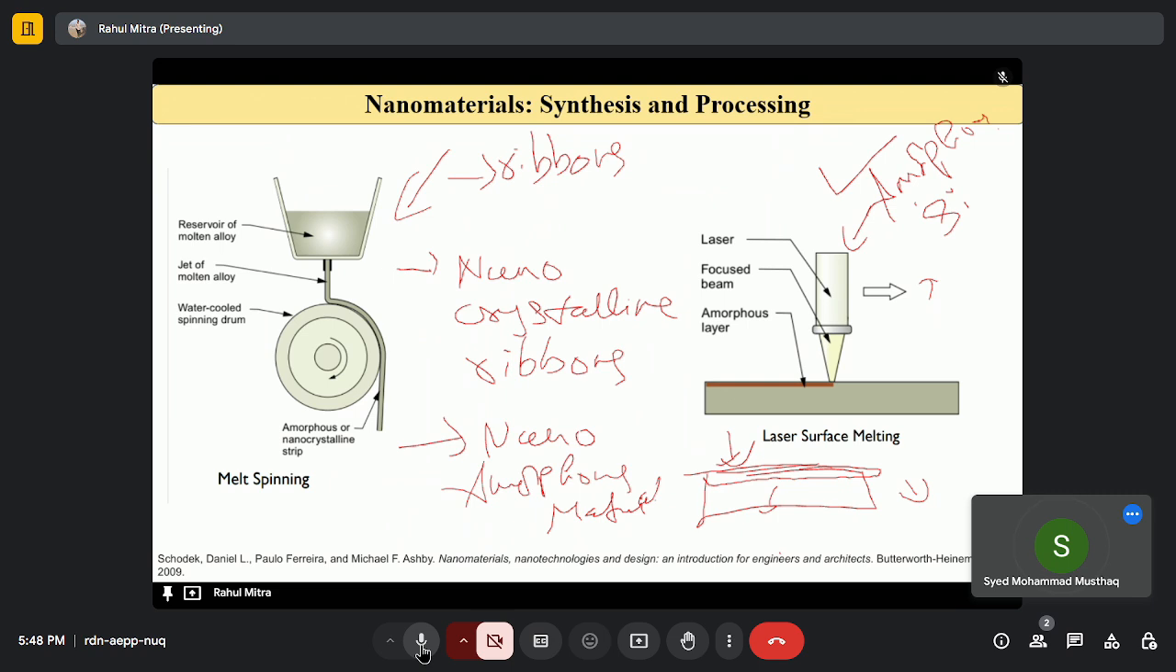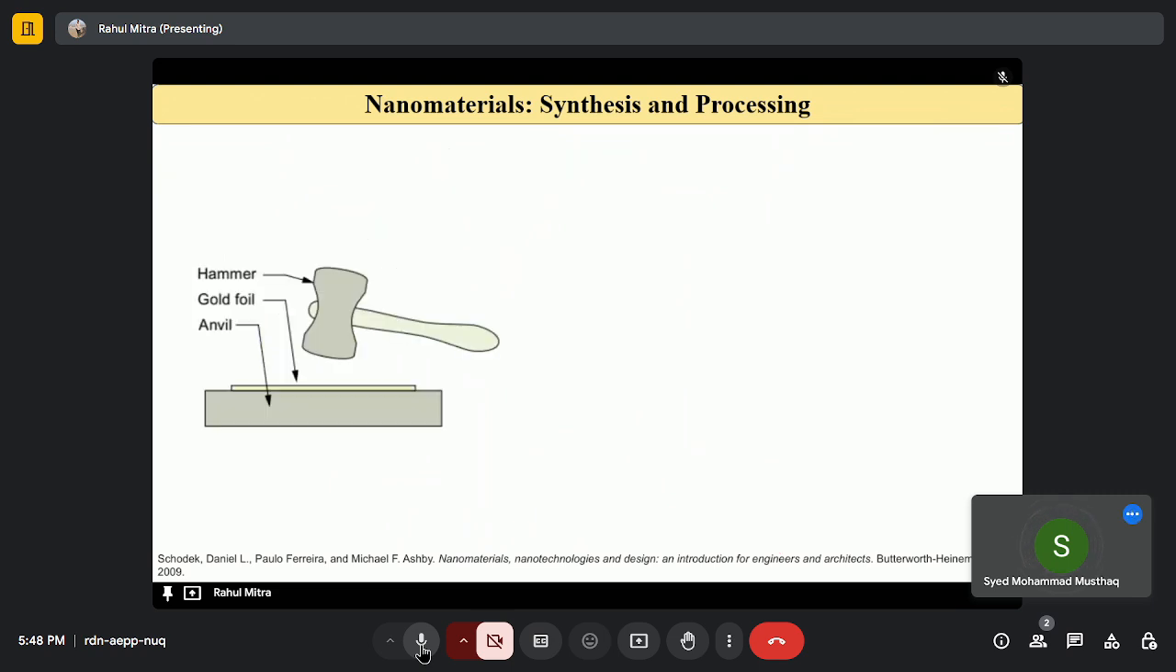Amorphous silicon for solar cells. And the most famous process, which was followed a few centuries ago, is also known as the foil beating process, where, for example, we have a thin sheet, like 2 or 3 sheets.